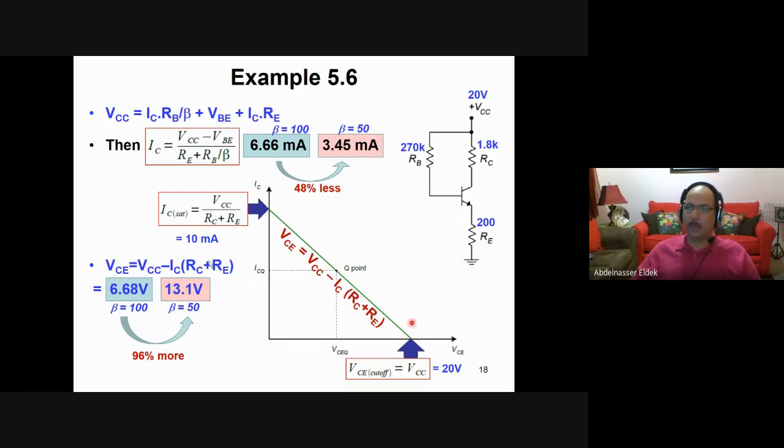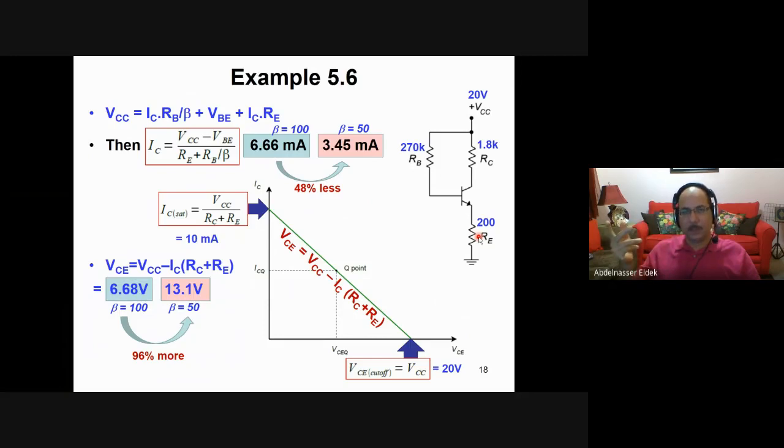Then we need to calculate IC. As I said, we're using this loop here. Follow this loop. Then this 20 volt equal this current IB, which is IC over beta, times RB, sorry. This voltage here is 0.7, and this voltage is IC times 200. Okay, you have to be consistent here.